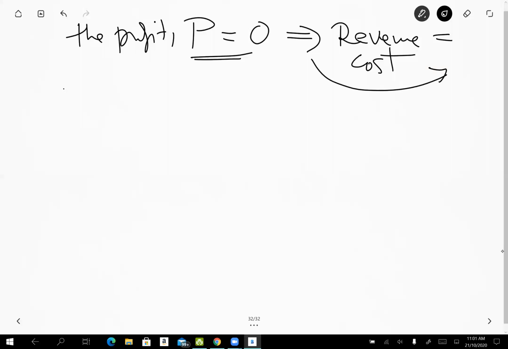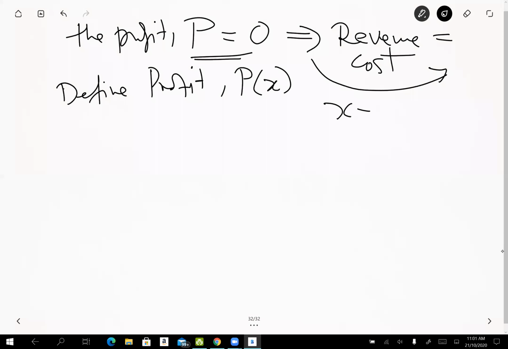So therefore, we define profit. What is profit? Call it P. And that P is a function of x, where x is our units, that is our output, or the product in terms of units.